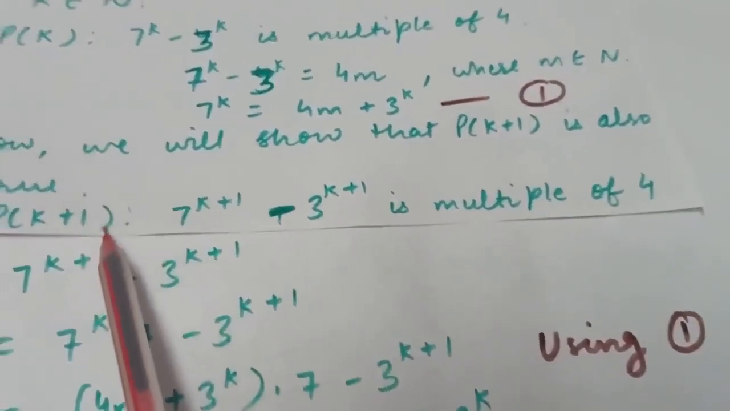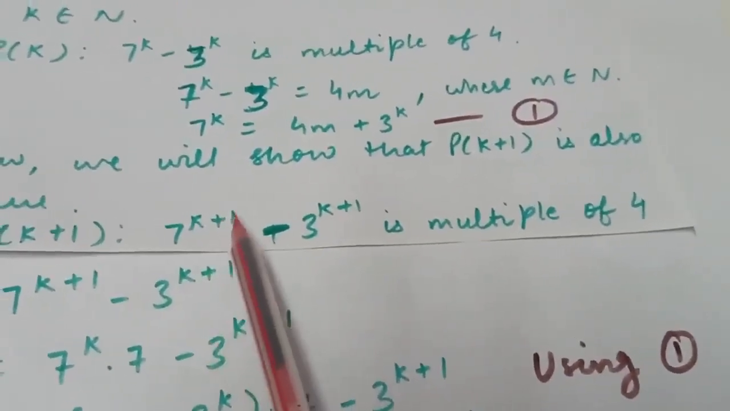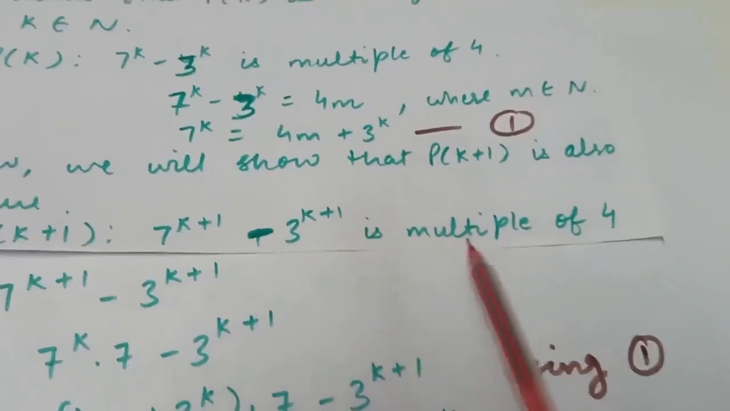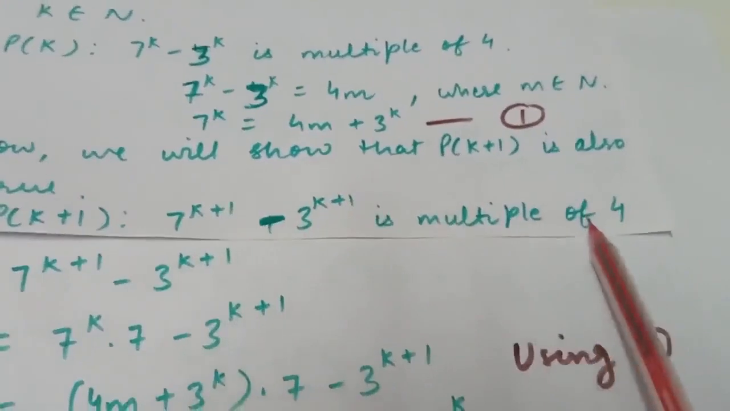So what will be Pk plus 1? In place of n put k plus 1. So Pk plus 1 is: 7 raised to the power k plus 1 minus 3 raised to the power k plus 1 is a multiple of 4. We have to show that this term is a multiple of 4.